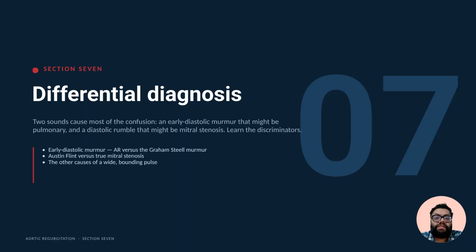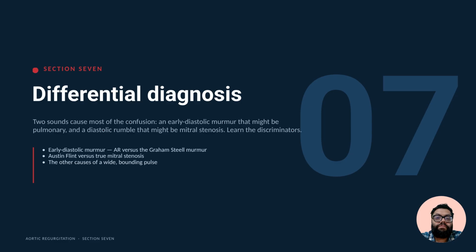A short but high yield section, because aortic regurgitation has a handful of convincing imposters and examiners adore them. The confusion clusters around two sounds. The first is the early diastolic murmur. Ours is high pitched, blowing and decrescendo, but so is the Graham Steell murmur of pulmonary regurgitation, and we will learn the two discriminators, respiration and the pulse pressure, that reliably separate them.